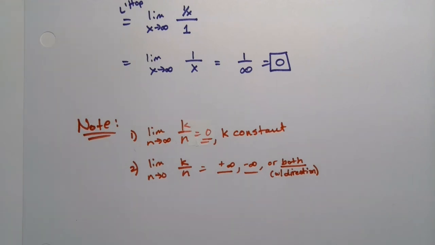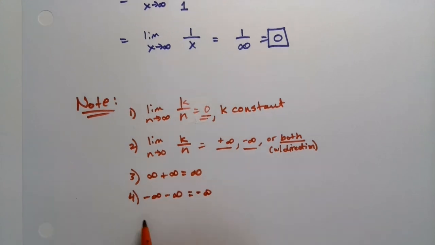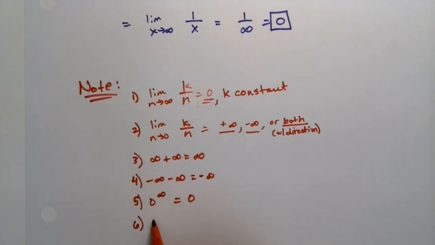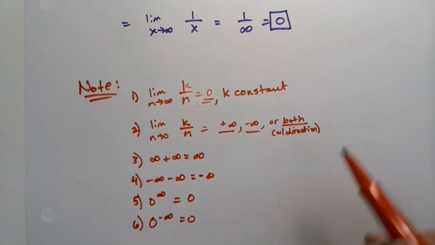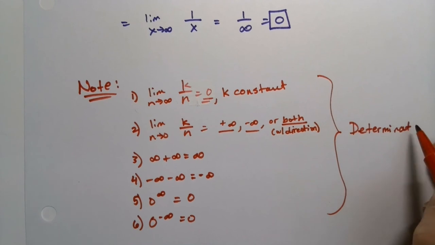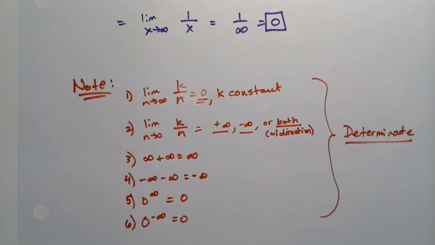So we know what these things are. Similarly, we know that infinity plus infinity is infinity. Negative infinity minus more infinity is negative infinity. 0 to the infinity power is 0. And similarly, 0 to the negative infinity power is also 0. So these forms we actually know. They are determined. They're not indeterminate, in other words. You don't use L'Hopital's rule for them. We know how they work. We learned them in Calc 1. It's one of the important things that your instructor would have stressed to you in the limit chapter.